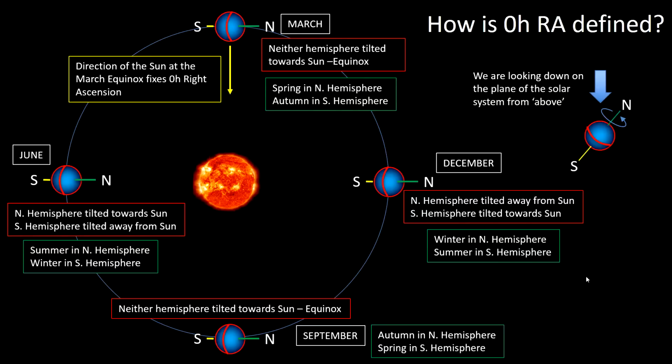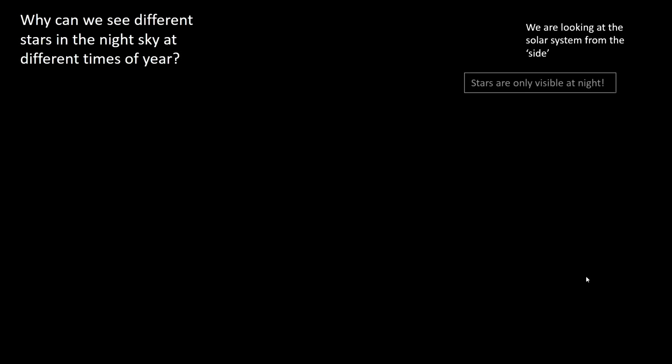Now, how does that affect things? Well, another thing you are required to know for the specification is why we can see different stars in the night sky at different times of year. Now, this is fairly obvious, but it gives us an opportunity to illustrate what we mean by the direction of 0 hours right ascension. So I'm going to combine those two things to help you understand it. So we're now going to look at the solar system from the side.